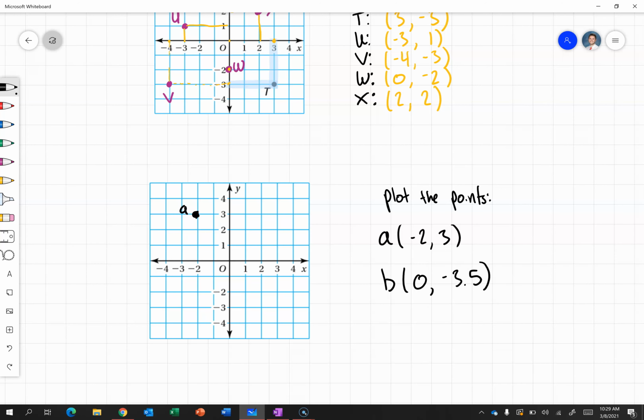And then I will follow that down. Again, I'll use a highlighter to show you. I'll follow that down until negative 3.5. So that's where my point B would go. And once again, that highlighter was just to show you where I was looking. So that would be how we could plot these points in the coordinate plane.